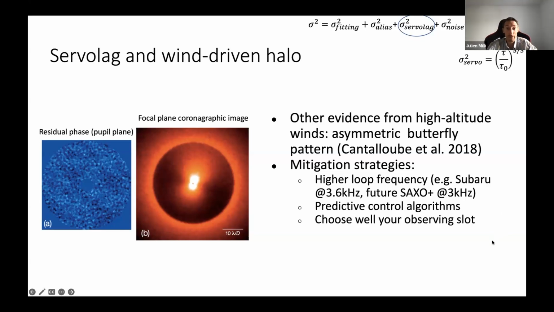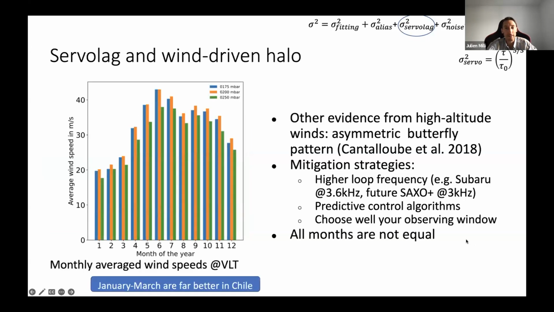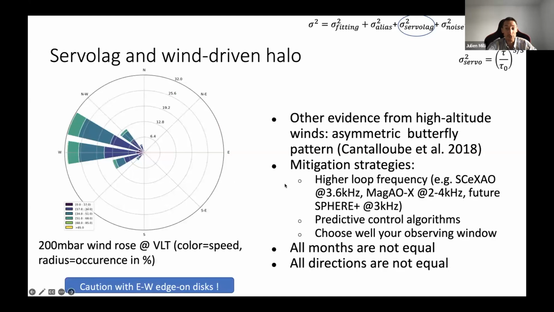You can observe when you have slow wind speed, for instance. And for that, all the months in the year are not equal. The very high wind speeds, so 40 meters per second, for instance, in the jet stream typically happen in the winter in the southern hemisphere, and the summertime is really the best. The direction is also not equal. Most of these winds are typically west to east, so you mostly see this pattern in a specific direction.